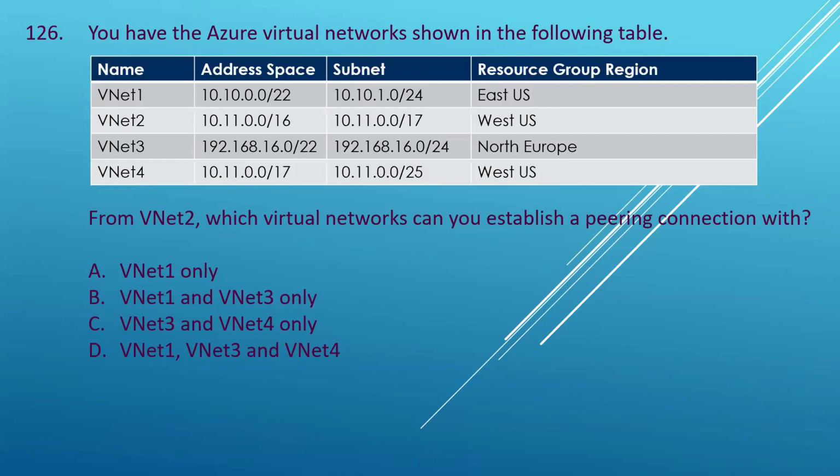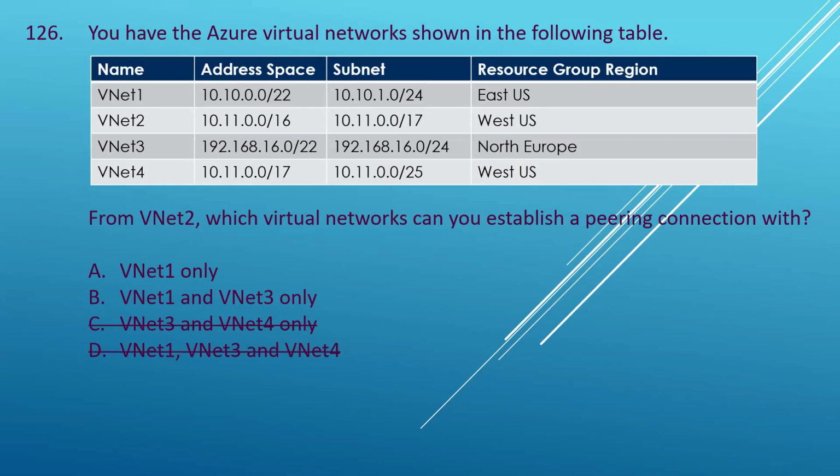Now, the question is from VNet 2, which virtual networks can you establish a peering connection with? Your options are VNet 1 only, VNet 1 and VNet 3 only, VNet 3 and VNet 4 only, VNet 1, 3 and 4. Key thing to answer this question is virtual network peering cannot have overlapping address spaces. So if we look at VNet 2 and VNet 4, we can immediately say there will be overlap in the IP address. So you can rule out any option which has VNet 4 in it. This leaves us with option A and option B.